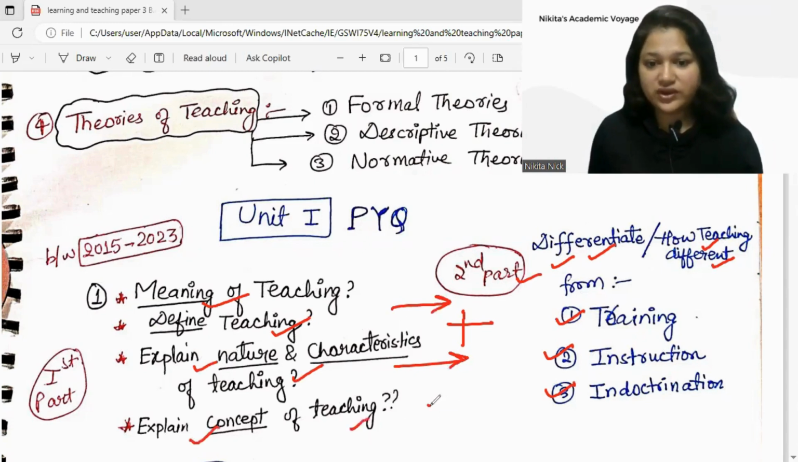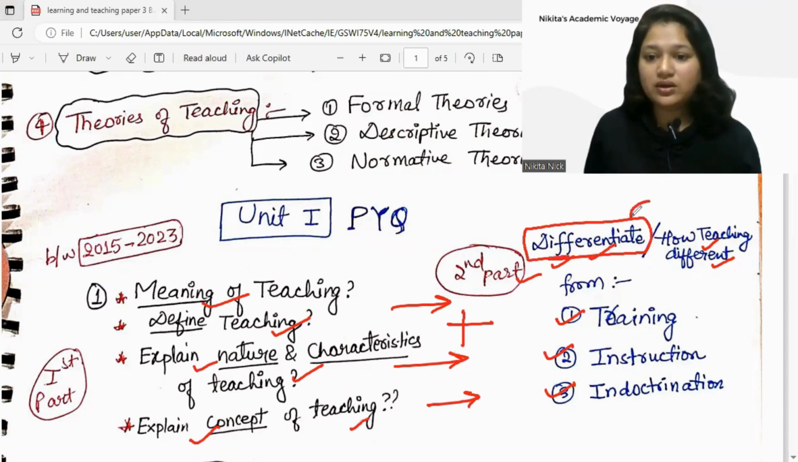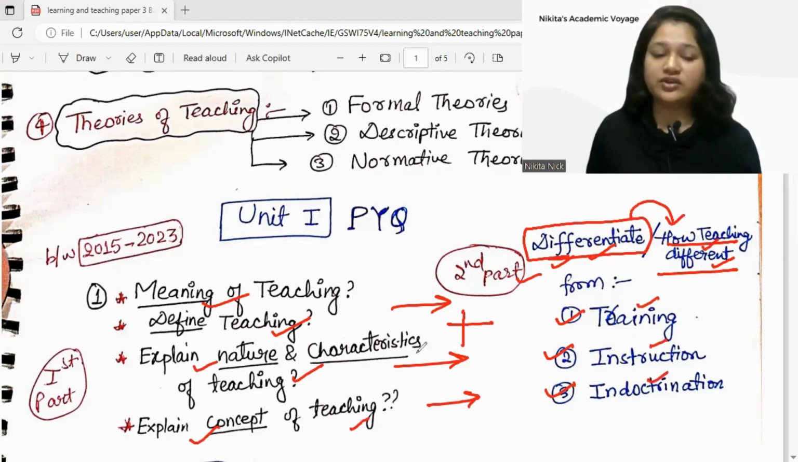Explain the concept of teaching, then this question. You don't have to hesitate or be confused about it. The question is the same, but you have to answer in that way only. They can ask you how teaching is different from training, instruction, indoctrination.